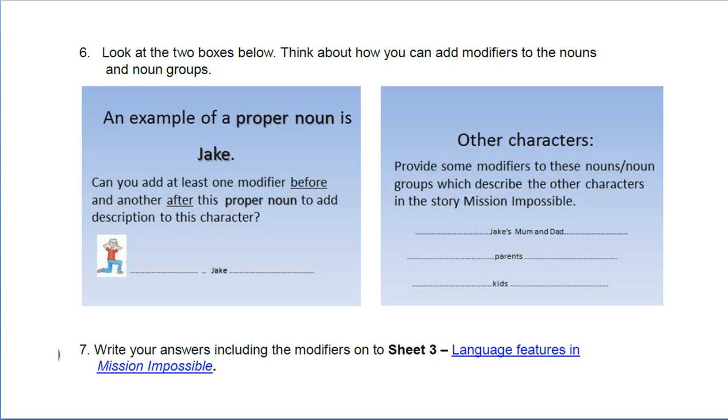So if you look at these 2 boxes below, think about how you can add modifiers to the nouns and noun groups. The modifiers being more words to tell us something more about the noun. An example of a proper noun is Jake, and we know that it's a proper noun because it has a capital letter. So can you add at least one modifier before and another after the word Jake to add more description to this character?